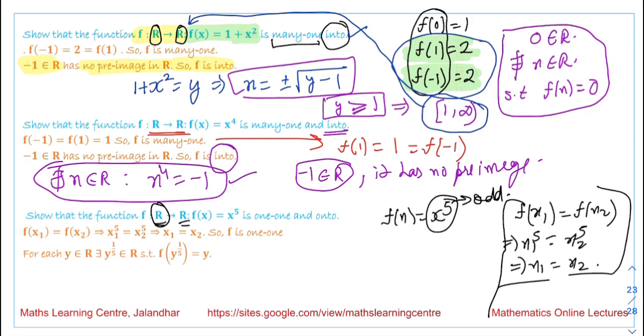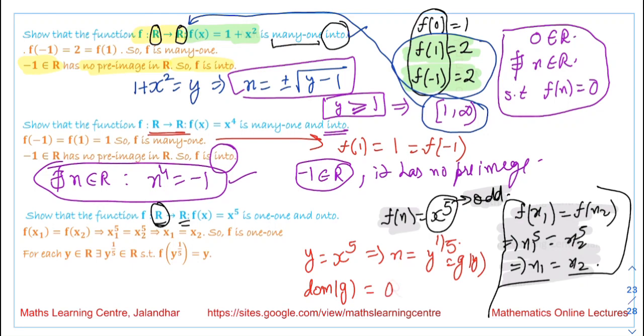So you can use directly this result that for a polynomial of odd degree the function is 1-1, or you can show that this function is 1-1 using this result. Next we have to prove that this function is onto. So we write y is equal to x raised to power 5. So this gives us x is equal to y raised to power 1 by 5. Suppose this is equal to g(y). So the domain of the function g, that is equal to R, is equal to the range of the function f, and that is equal to the codomain of this function f. So this function is an onto function.